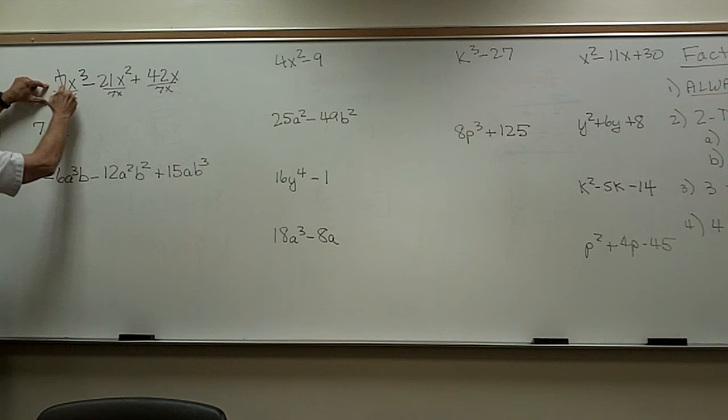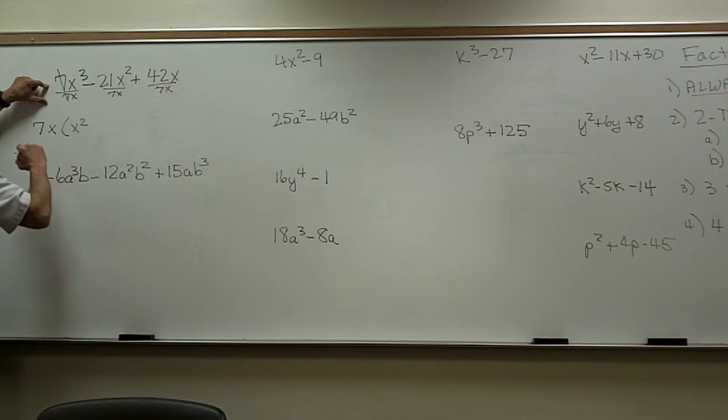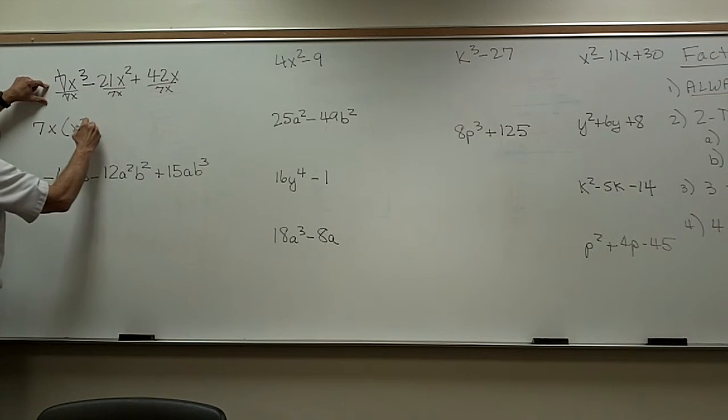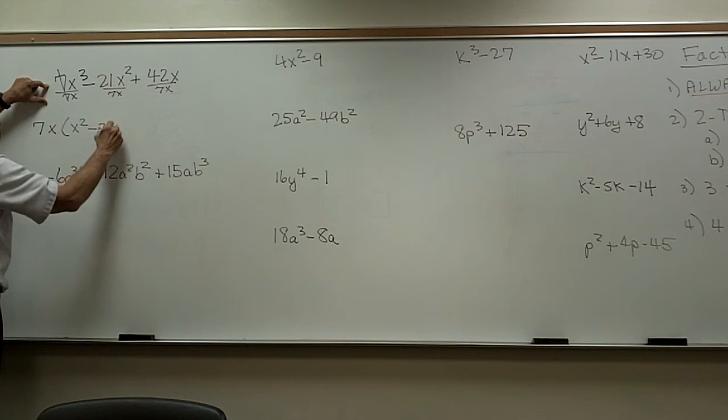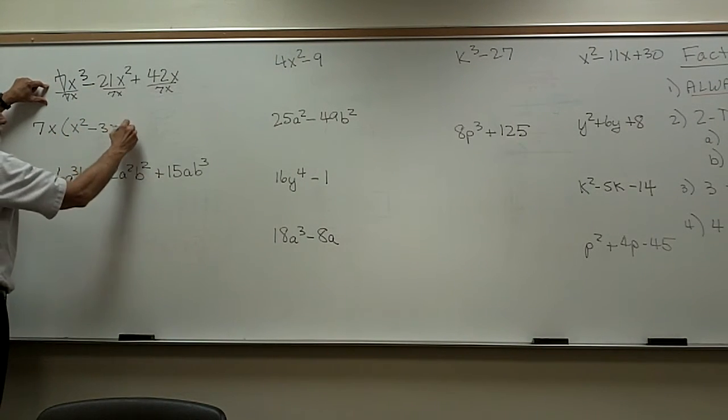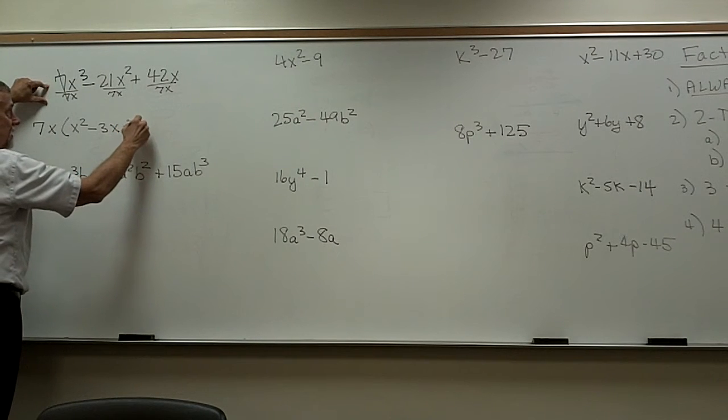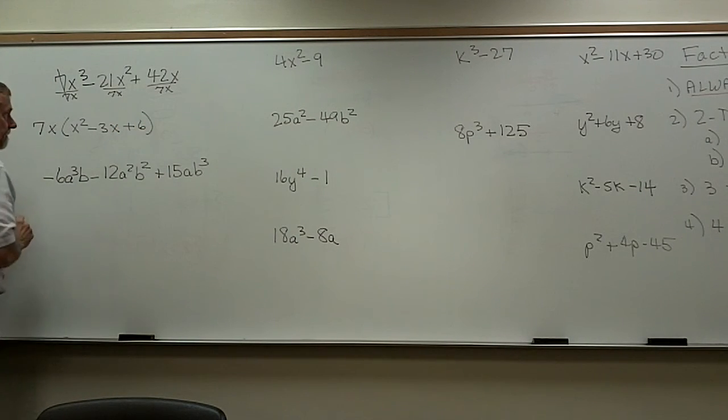So here the 7's cancel. Subtract the exponents leaves an x squared. A negative divided by positive gives me a -3. Subtract the exponents leaves an x. Plus 42 divided by 7 is 6, and the x's cancel out.